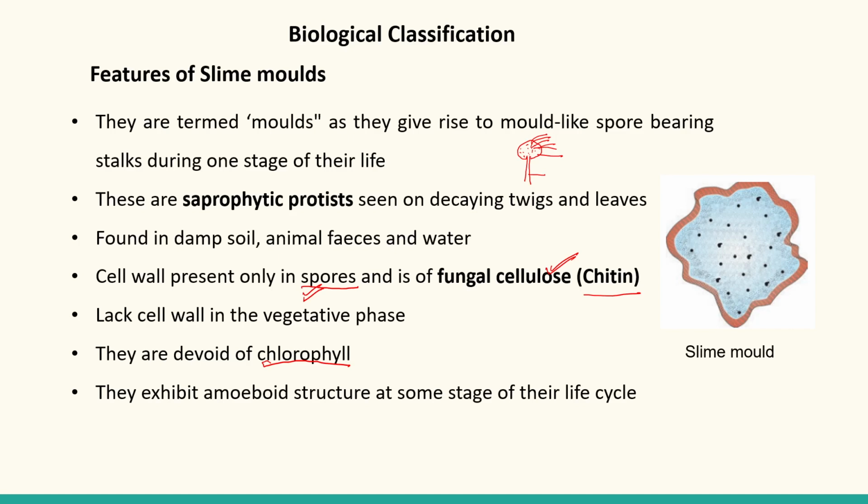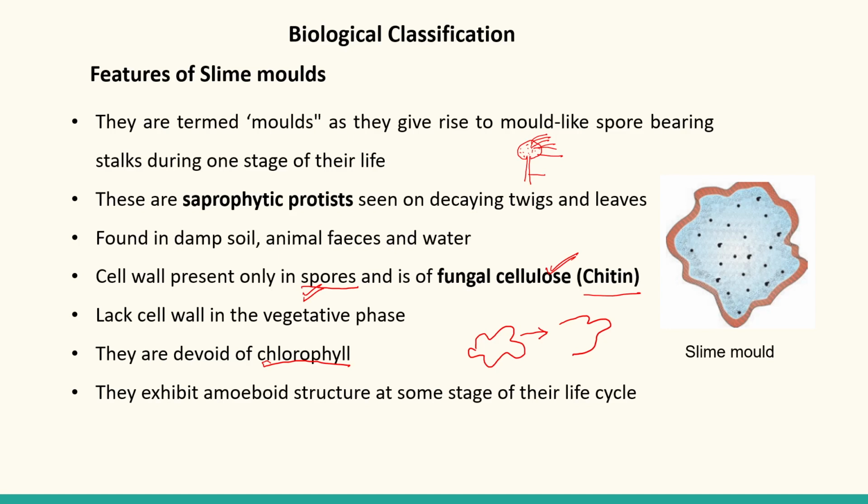They exhibit amoeboid structure at some stage of their life cycle. You have seen amoeba. Amoeba doesn't have any particular shape. If it has to move in one direction, it forms pseudopodia in that direction. In the same way, slime molds also, when they have to move in a particular direction, move by making pseudopodia as the amoeba does.